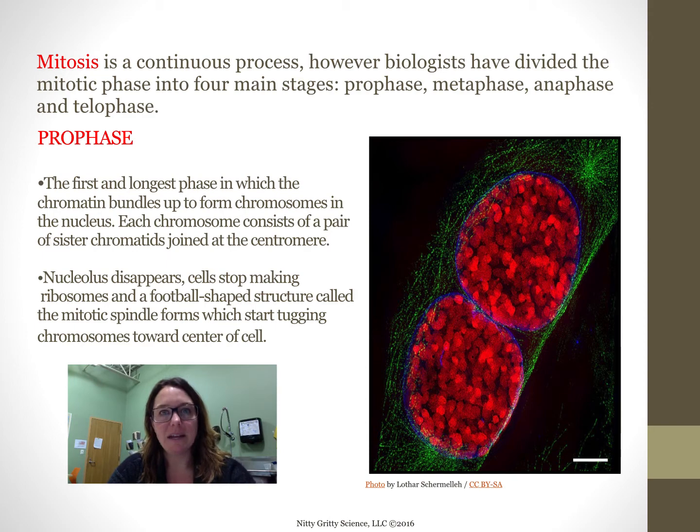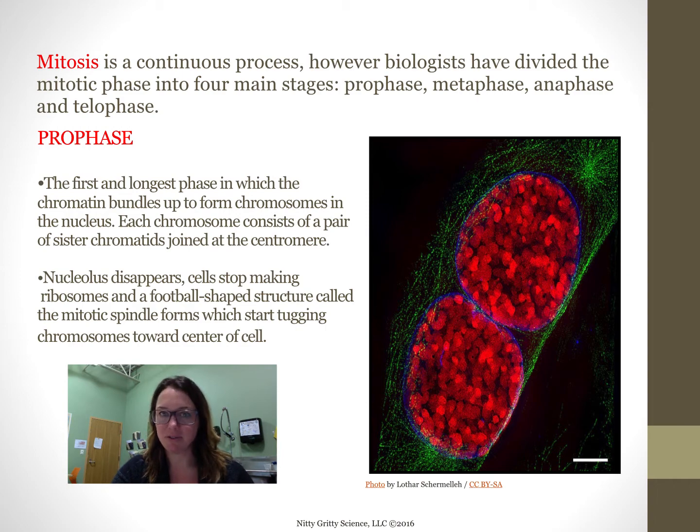Okay, so let's start looking at how mitosis really works. To give you a formal definition, mitosis is a continuous process. Once it starts, it moves forward continuously. However, biologists have divided the mitotic phase into four main stages: prophase, metaphase, anaphase, and telophase, and they happen in that order.